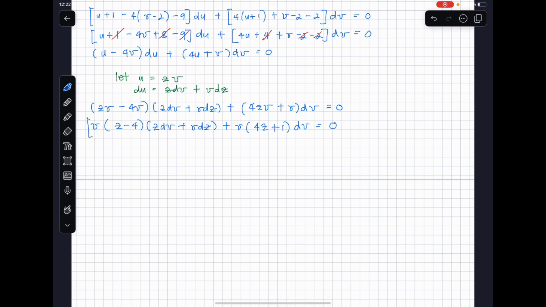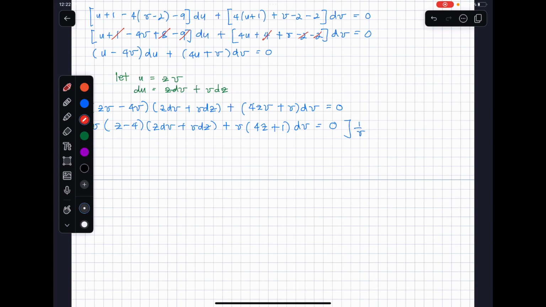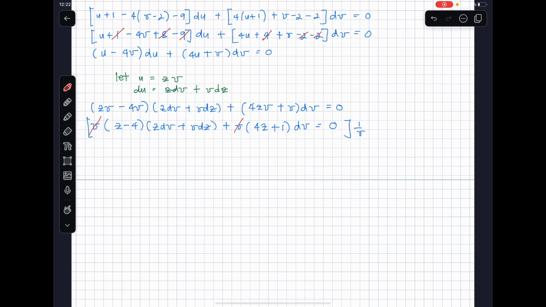So we could multiply everything by 1 over v. So since this is homogeneous, so degree 1, so cancel out v. So leaving us to have the z minus 4, z dv plus v dz, and then plus 4z plus 1.